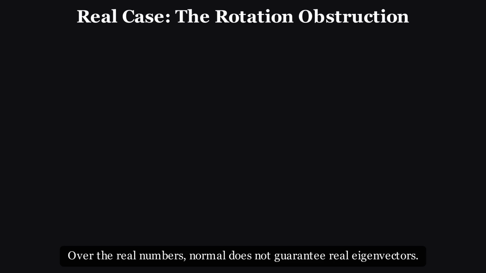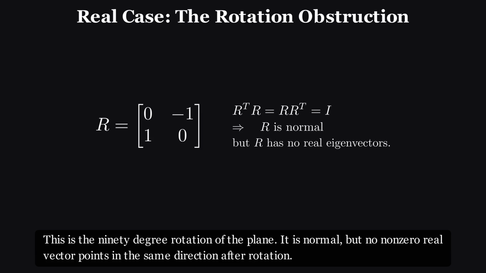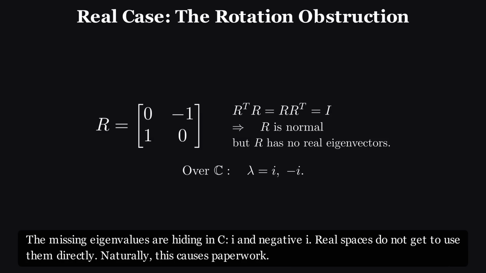Over the real numbers, normal does not guarantee real eigenvectors. This is the 90-degree rotation of the plane. It is normal, but no non-zero real vector points in the same direction after rotation. The missing eigenvalues are hiding in C, i and negative i. Real spaces do not get to use them directly. Naturally. This causes paperwork.